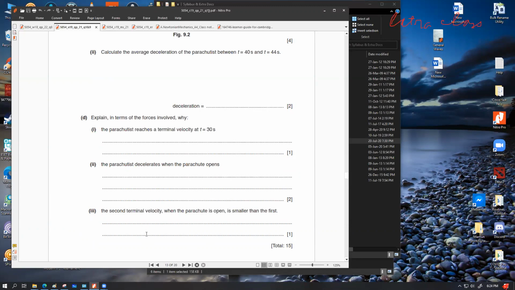Due to the increased area of the parachute, the same air resistance as weight can be achieved for a smaller speed.